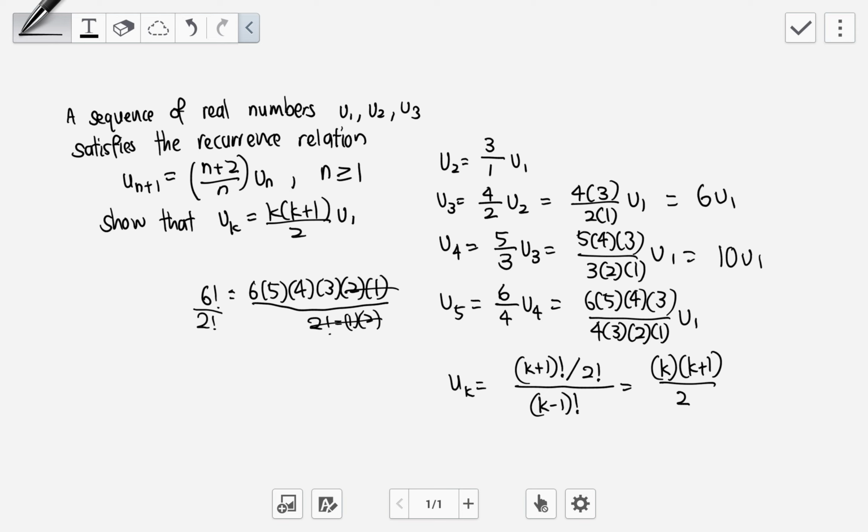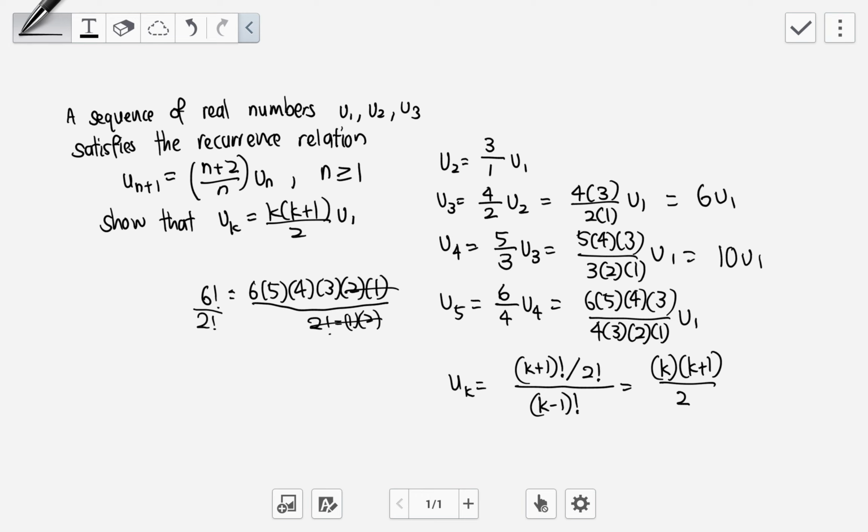Right, even if I use this as an example, okay, u4, that means my k is 4. 4 plus 1, I get 5. Get 5 factorial. 5 factorial is 5 times 4 times 3 times 2 times 1. But I'm missing the first two numbers, so I divide by the first two numbers so that this one equals this one.